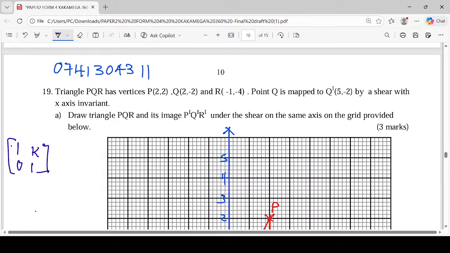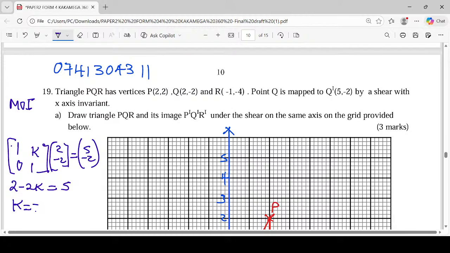Remember this MOI acronym: matrix times object. Our object here is Q, which is 2, -2. I should get the image, which is Q prime, 5, -2. Bearing this in mind, row times column gives 2 minus 2k equal to 5. This means that k is going to be equal to 1.5.